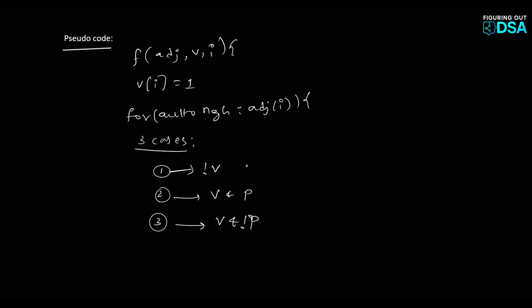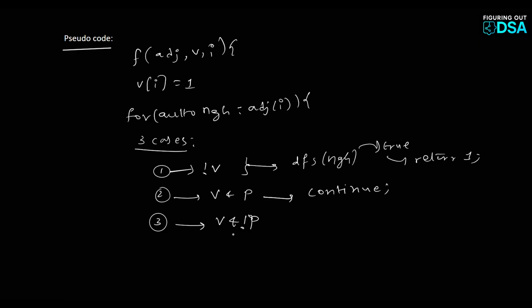parent. In the first case, if it is not visited, we'll directly call DFS for the neighbor, and if this returns true, then we directly return that there is a cycle. In the second case, if it is visited and it is parent, then we simply continue. And in the third case, if it is visited and it's not parent, which is our required case, then we'll return true. And at the end, we'll return 0. So this is as simple as it is. Whatever we figured out, we tried to write it down step by step, and this is the actual final code.